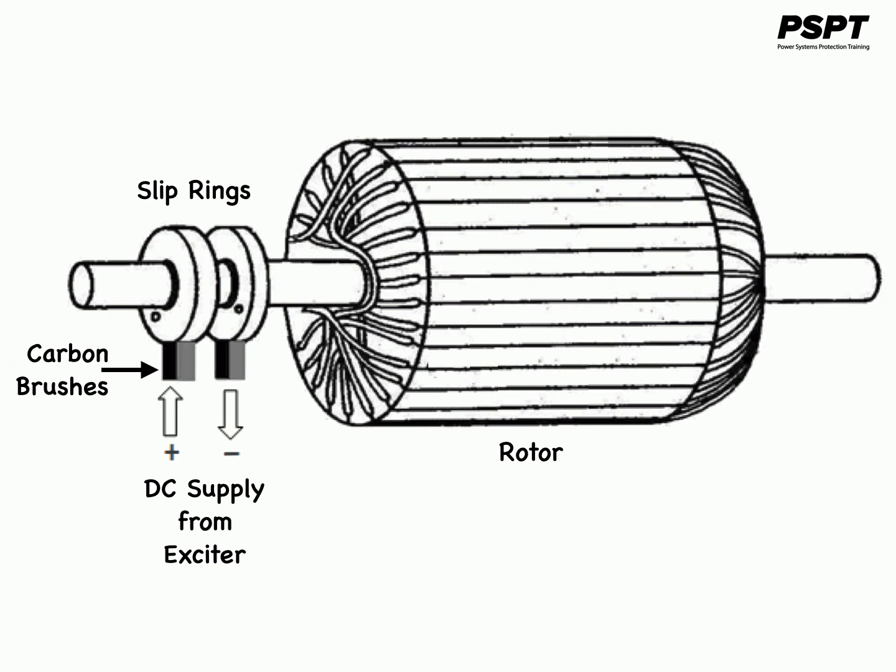If the positive end of the DC voltage source is connected to one brush and the negative end is connected to the other, then the same DC voltage will be applied to the field winding at all times, regardless of the angular position or the speed of the rotor.